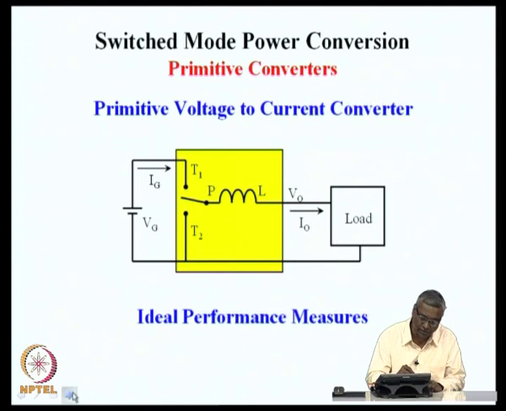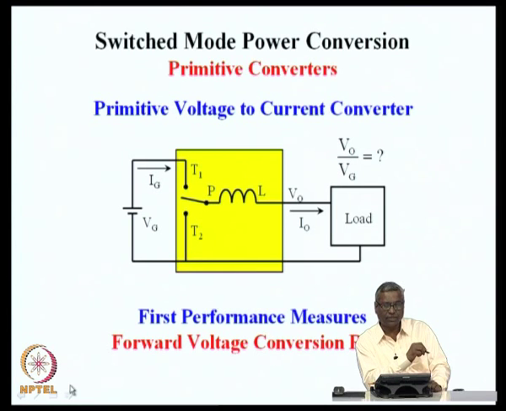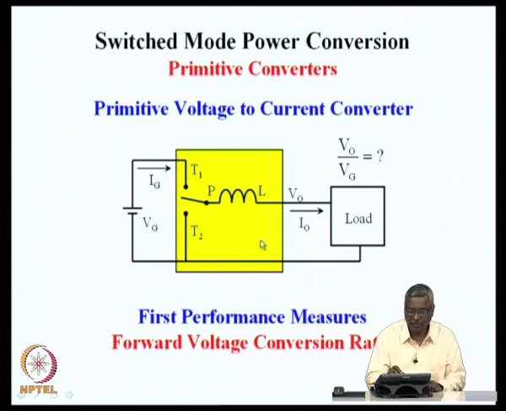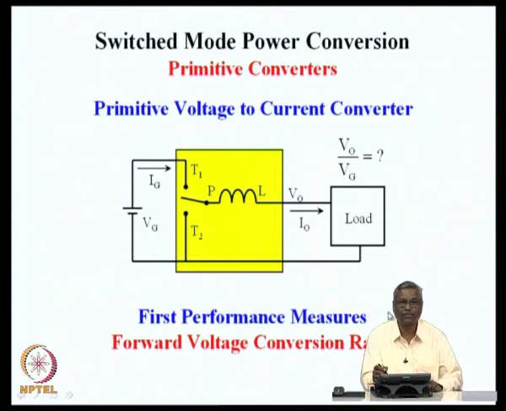In such a situation, the performance measures are the following. If we have a power converter which is drawing power from Vg, what will be the output voltage, or what is the ratio V0 by Vg when the converter is operating under certain operating conditions. The first performance measure is the forward voltage conversion ratio. The forward voltage conversion ratio is the output voltage V0 divided by the input voltage Vg. How do we evaluate that?